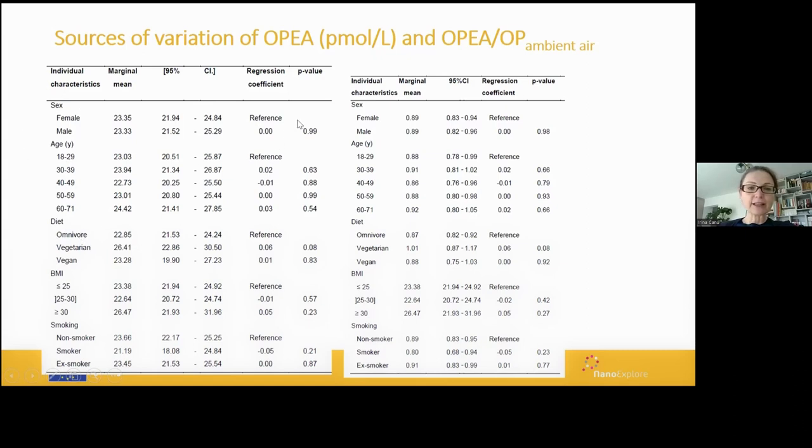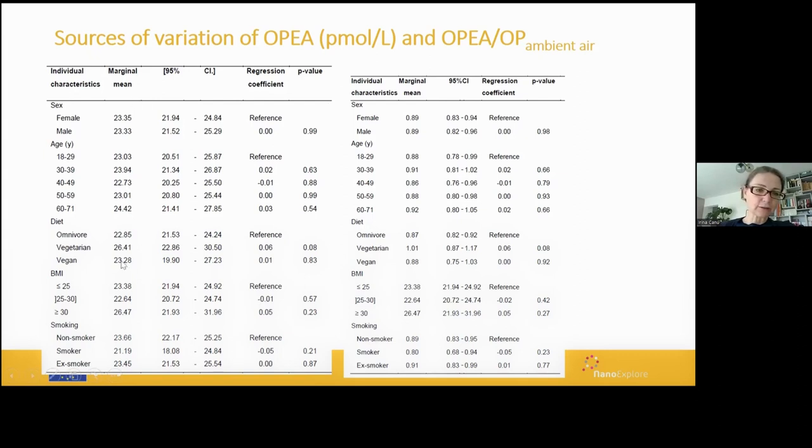predictor variables. And as you can see, all p-values to see the effect of different variables like sex, age group, diet, body mass index, or smoking status are exactly the same. So it means that we did a good correction and it's perfectly coherent. And as you can see, all these values are greater than 0.05, which means that none of these characteristics has influence on the value of oxidative potential measured here.